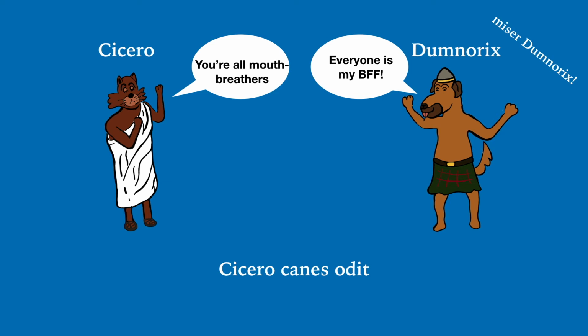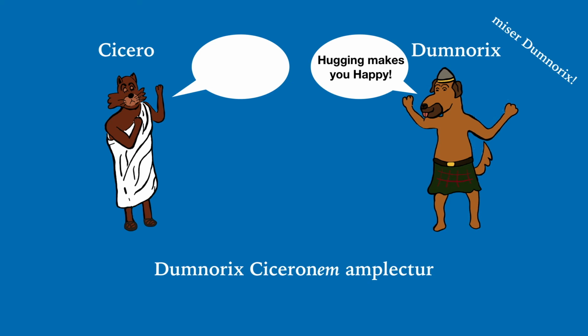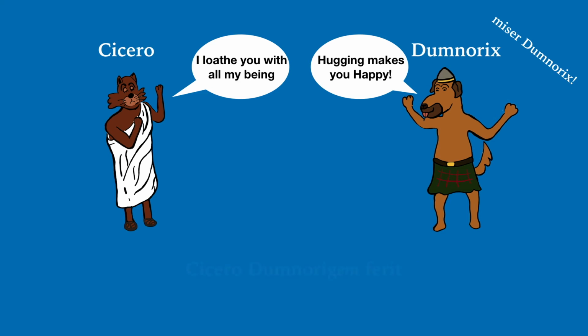Many verbs require direct objects. If Dumnorix hugs Cicero, hugging requires an object to be hugged, so Cicero has to go into the accusative. If Cicero scratches Dumnorix, scratching requires an object, so Dumnorix has to go into the accusative. If you want to go deeper into this, check out my video on transitive and intransitive verbs and verbal ideas. So that's my little video on identifying accusatives and its most common role as the direct object of the verb.